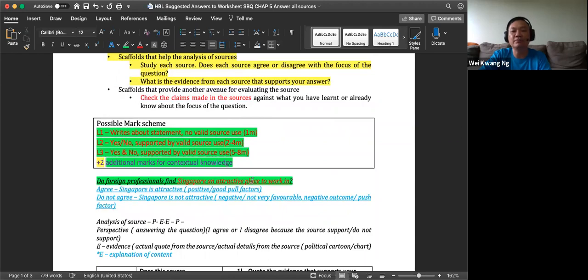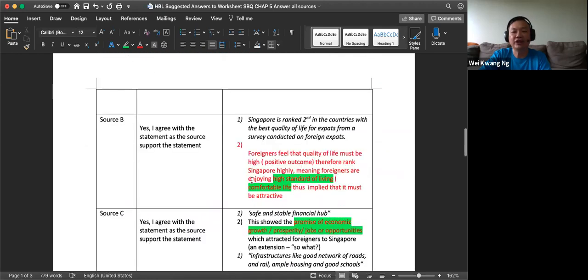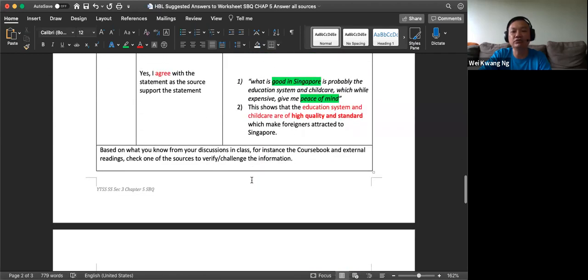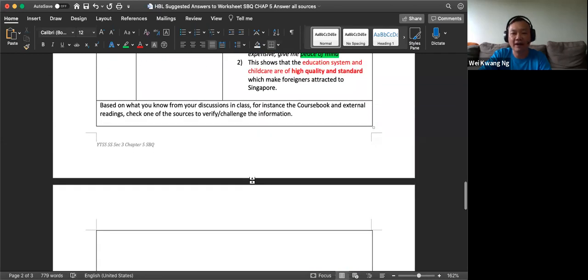So what do you mean by checking the claim? Checking the claim means that you can use different methods. One, you can check on one of the sources to verify or to challenge the information. Now, this is why Mr. Ng has been telling you that you need to read widely. Understand now? I know some of you say, but Mr. Ng, it is only for 2 marks. Do we really have to go into that?